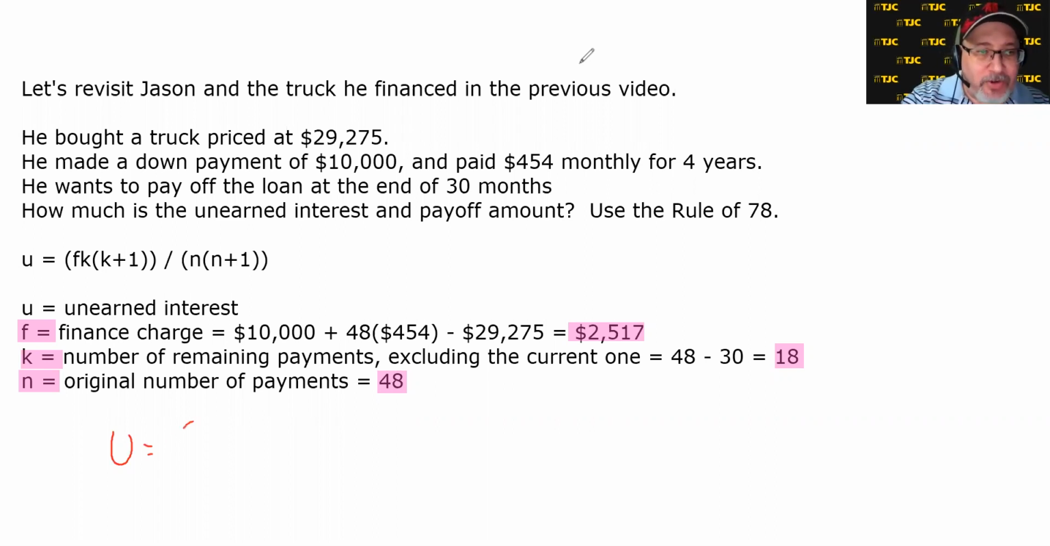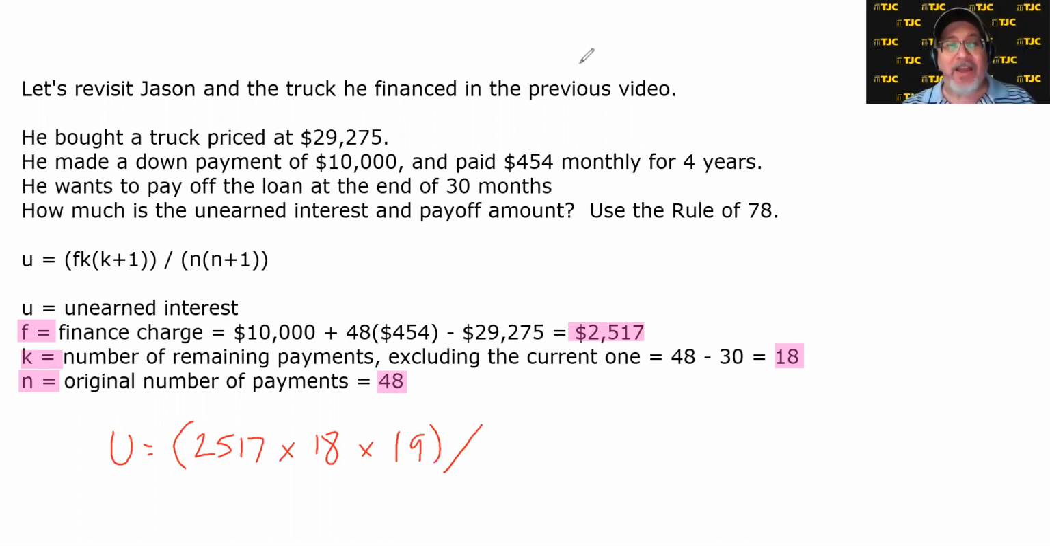Our unearned interest in the numerator is the finance charge, 2,517, times K, which is 18, times K plus 1. Well, if K is 18, then K plus 1 is 19. Divided by N, 48, times N plus 1, 49. Being a dollar amount, we will round it to the nearest cent.